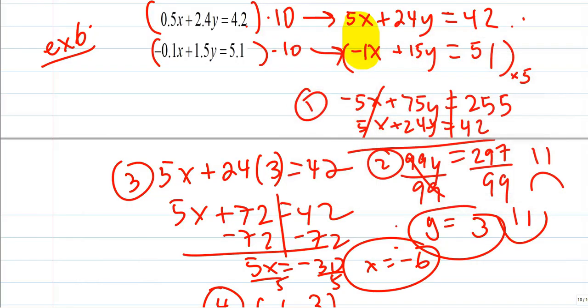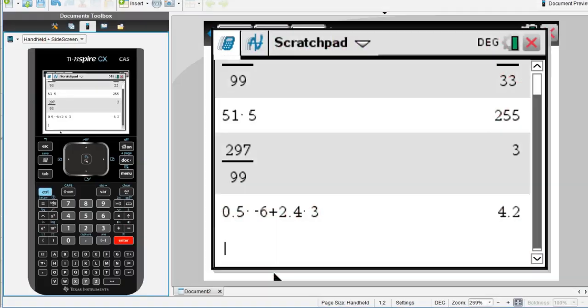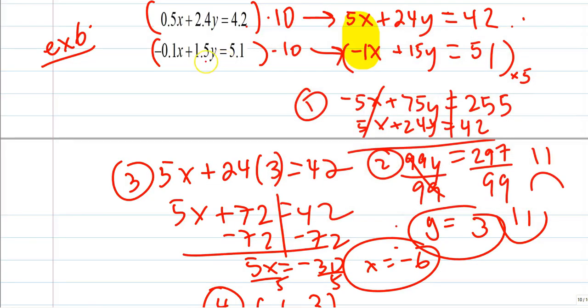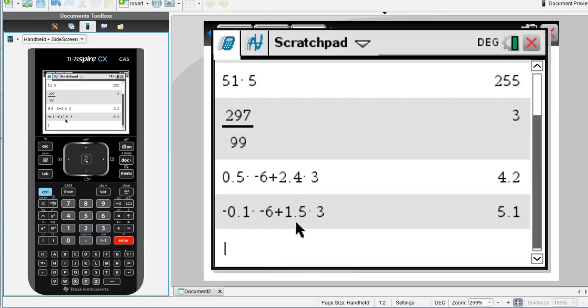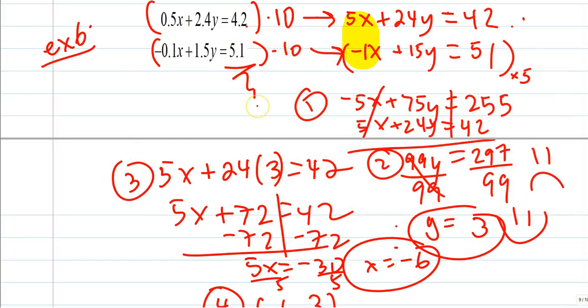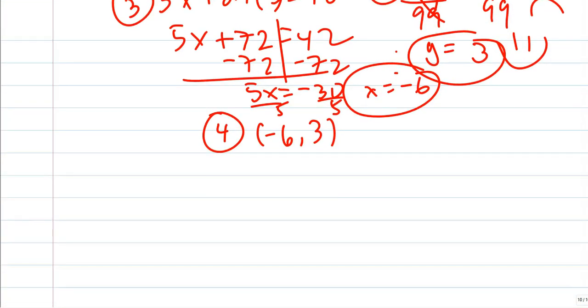Interesting. The second equation, negative 0.1 times x. So negative 0.1 times x, negative 6. Should put some parentheses in there. So negative 0.1 times negative 6 plus 1.5 times y. Y was 3. Is it supposed to be 5.1? It says it's going to be 5.1. This is our solution. And you can check that. This is it for really a huge chunk of Chapter 4, so hopefully you got that down, and we will be building on this very soon.